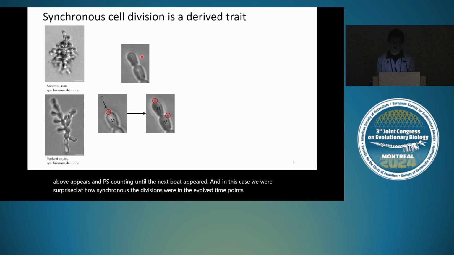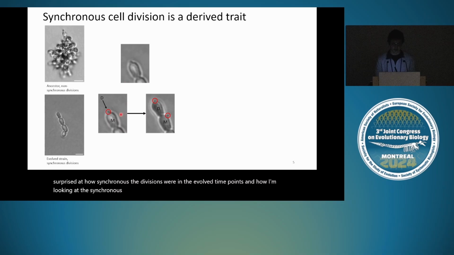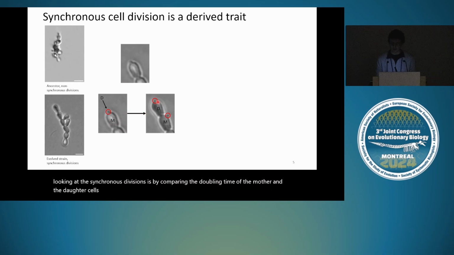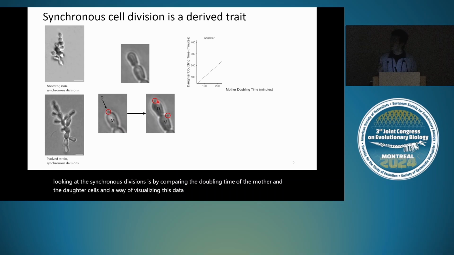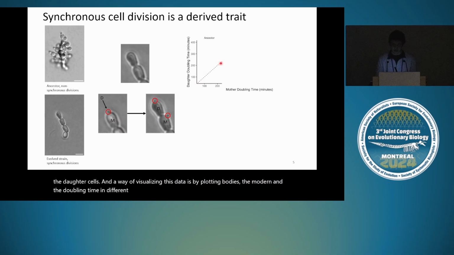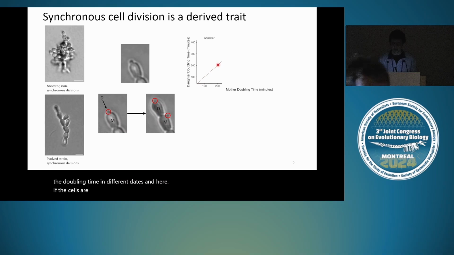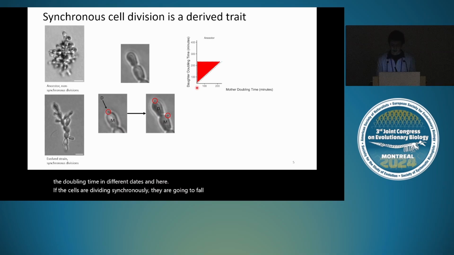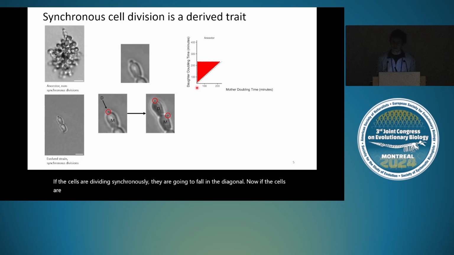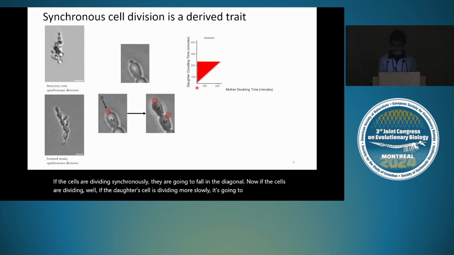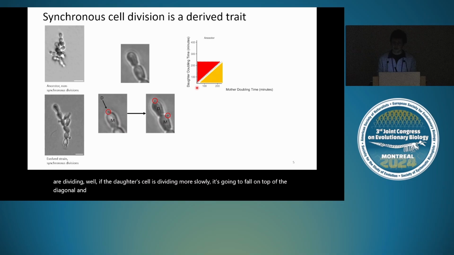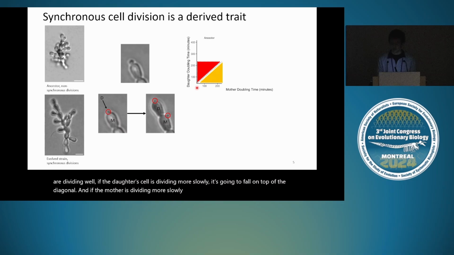I'm looking at synchronous divisions by comparing the doubling time of the mother and the daughter cells. A way of visualizing this data is by plotting the mother and the daughter doubling time on different axes. If the cells are dividing synchronously, they are going to fall on the diagonal. If the daughter cell is dividing more slowly, it's going to fall on top of the diagonal. And if the mother is dividing more slowly, then they are going to fall below the diagonal.